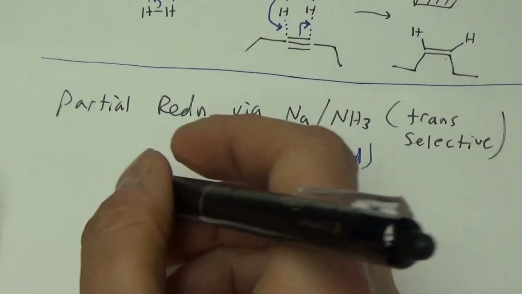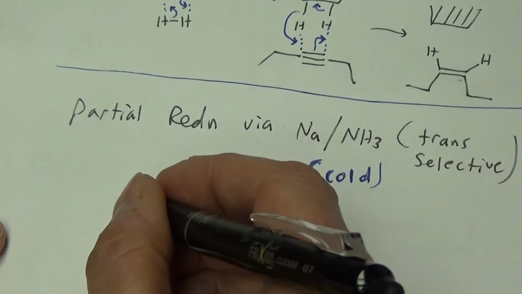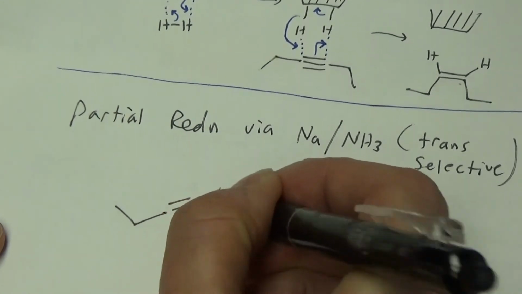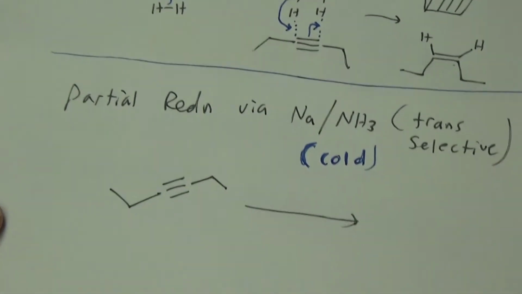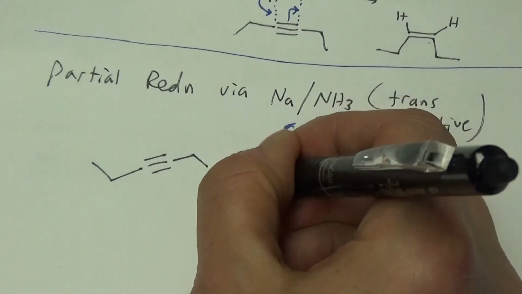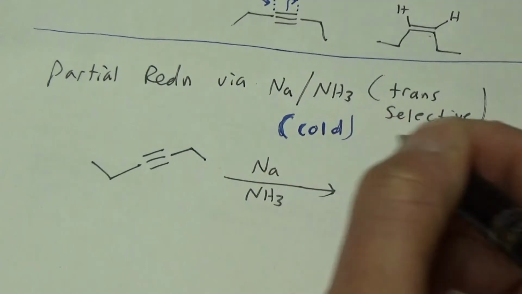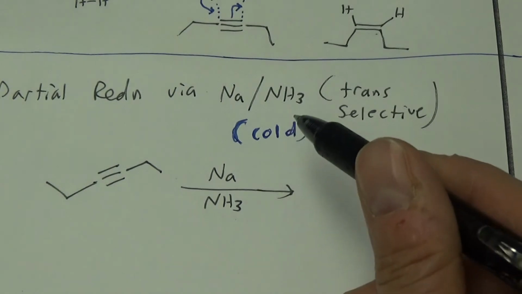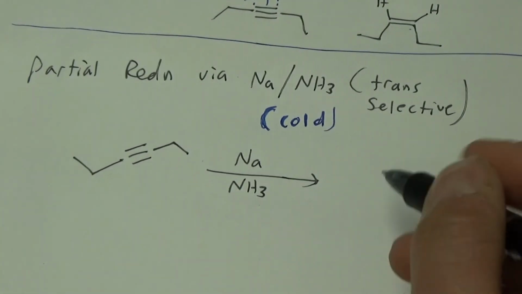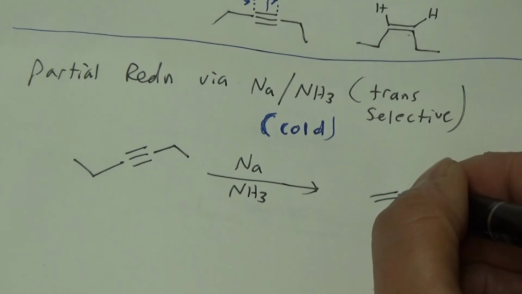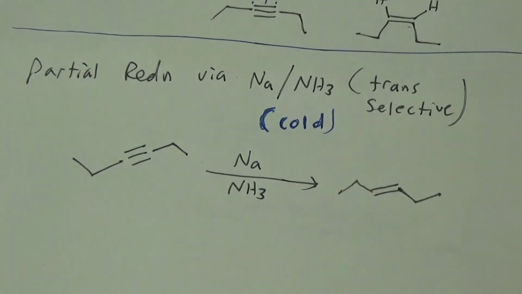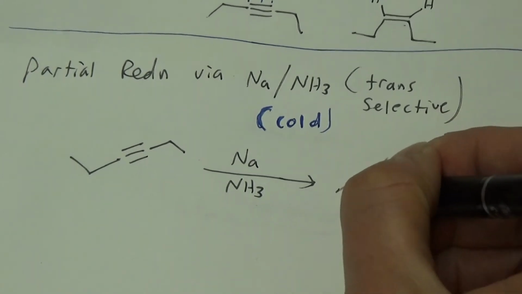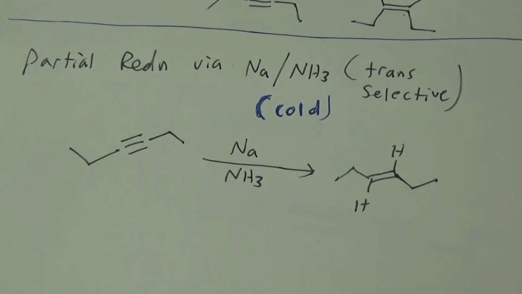Okay, so let's give an example and we'll do the mechanism. Here's an alkyne. Let's do Na, NH3. And what's the product? Is it cis or trans for the Na, NH3? It's the trans one. So ethyl, right? Okay, so you make a trans alkene.